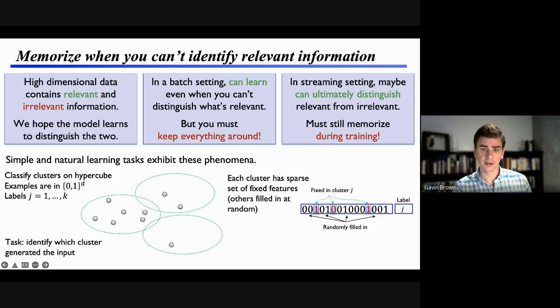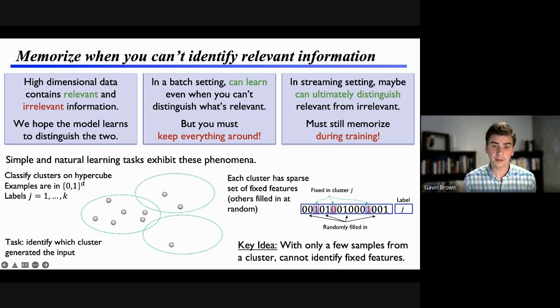Each cluster will have a sparse set of fixed features, and all others will be filled in uniformly at random. This makes explicit the distinction between relevant and irrelevant information because these random features are useless for classification. A key idea in the proofs for this task is that with only a few samples from a cluster, you cannot reliably identify which features are fixed and which just appear to be fixed in your sample. And in particular, with only a single example from this cluster, the string just looks uniformly random. You have no idea about which features are fixed.